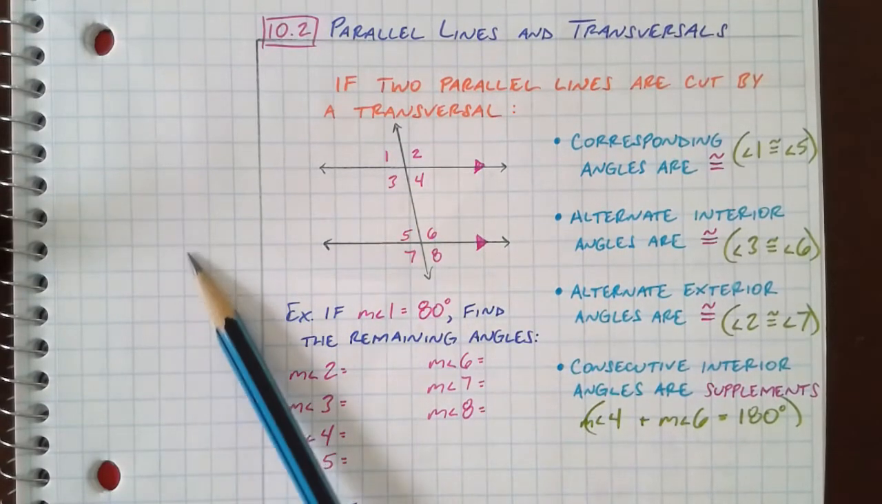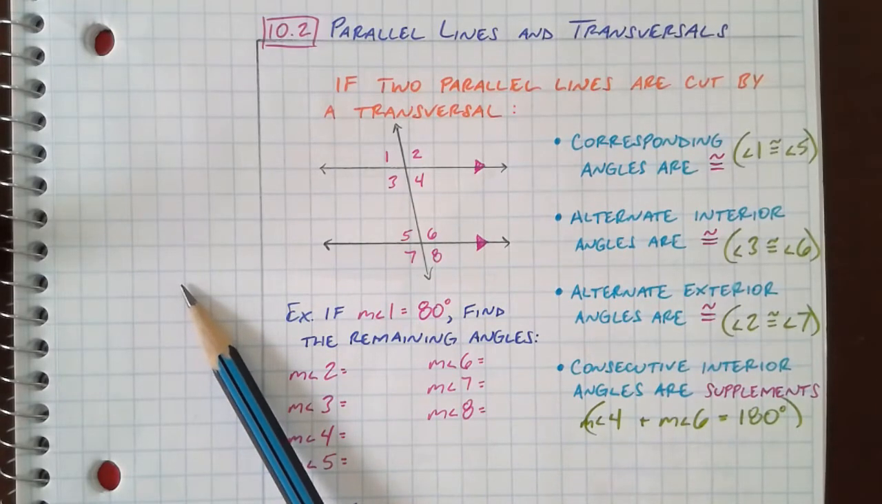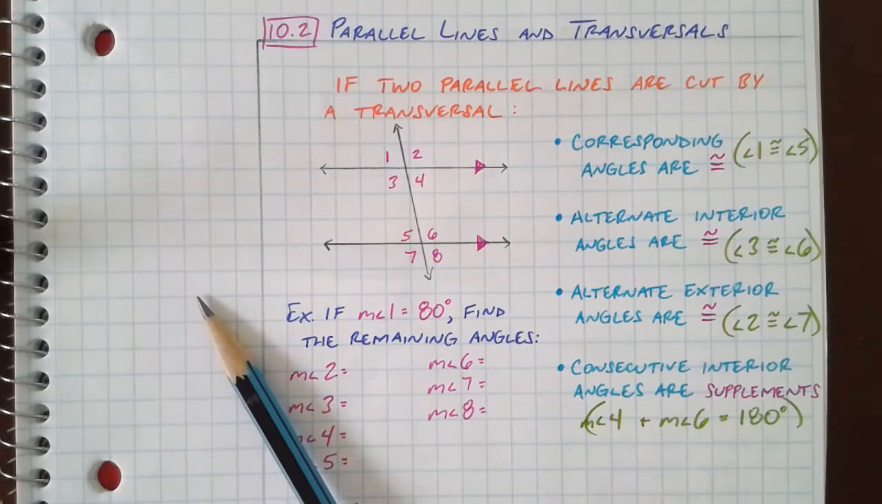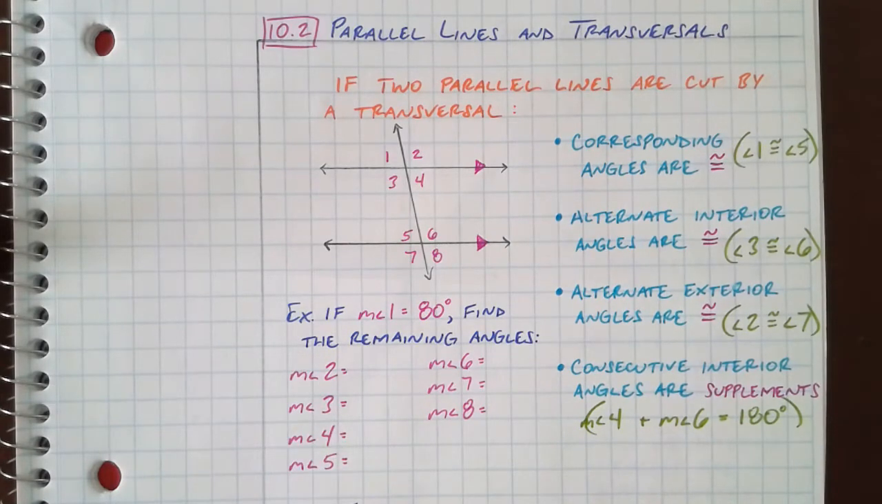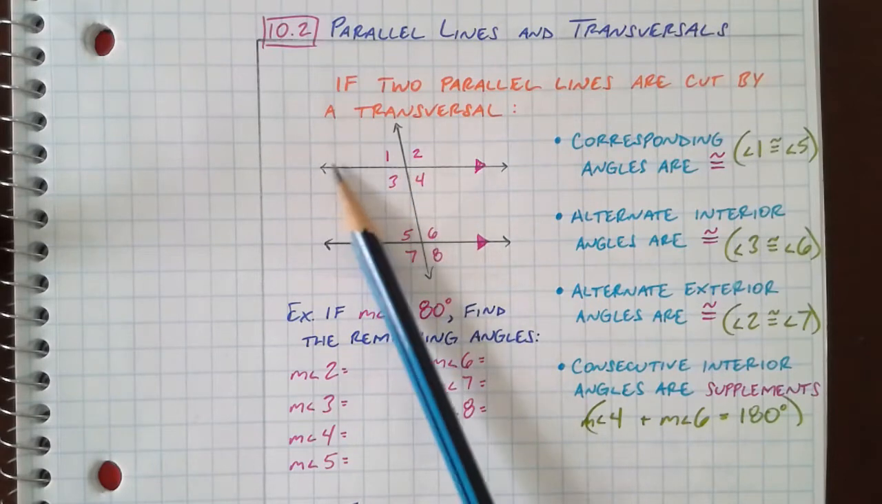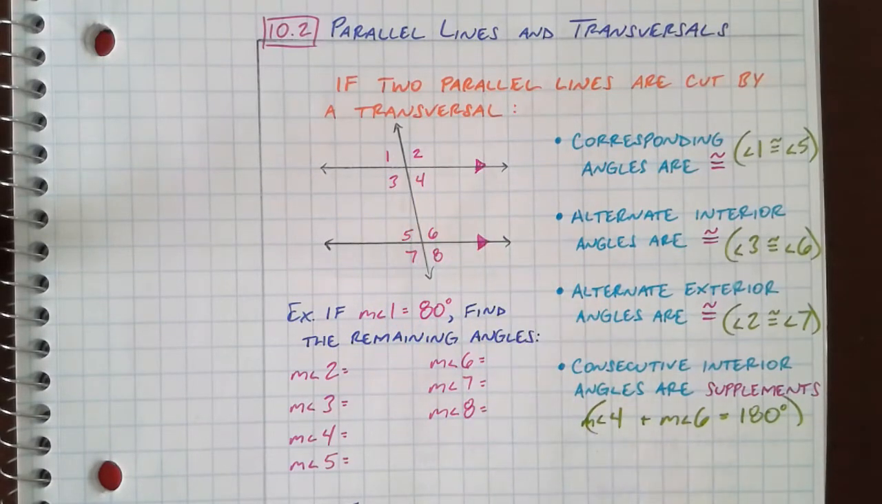And here's where I want you to write down a second definition in your margin. Linear pair. Linear pair goes back a couple chapters as well, but linear pair literally means two angles that make a line. For instance, angle 1 and angle 2 make a straight line. They're what we call a linear pair.